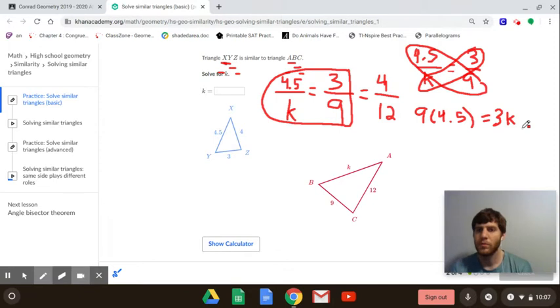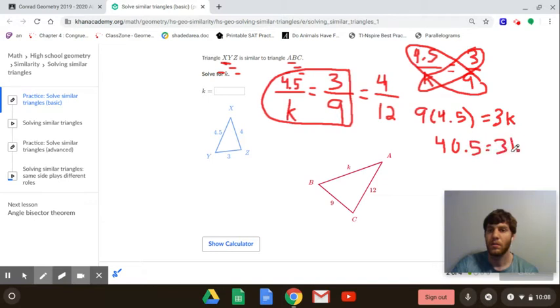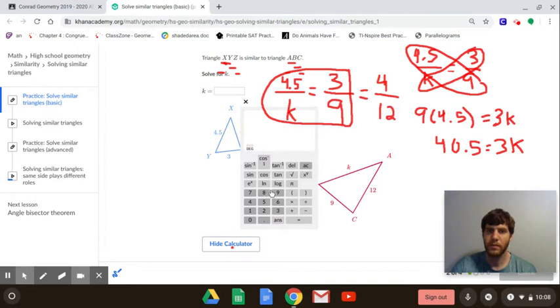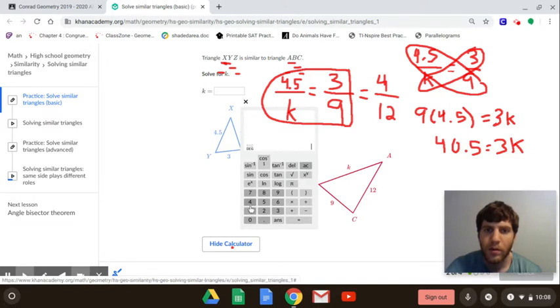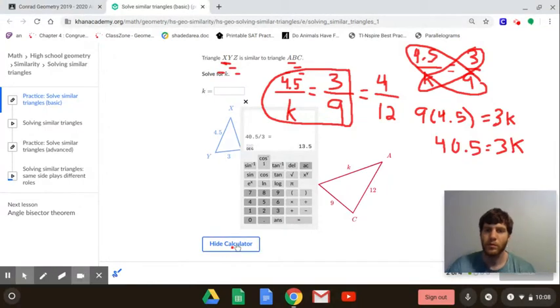Let's see, 9 times 4 is 36. Half of 9 is 4.5, so it's going to be 40.5. Right? And we divide by 3. So let's see. We have a calculator here. We're going to do it out by hand, but that's okay. 40.5 divided by 3. 13.5.